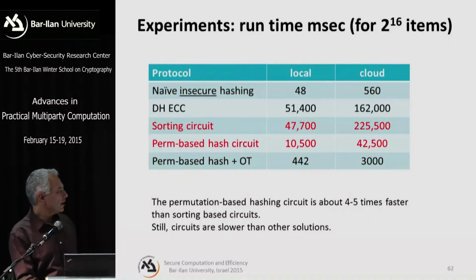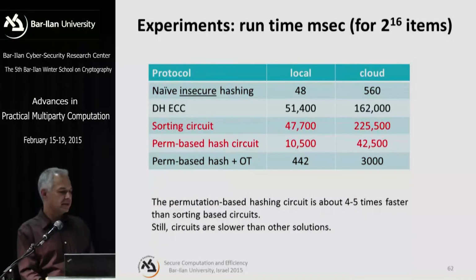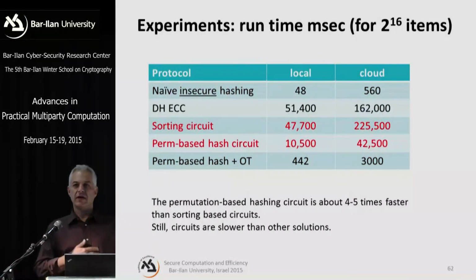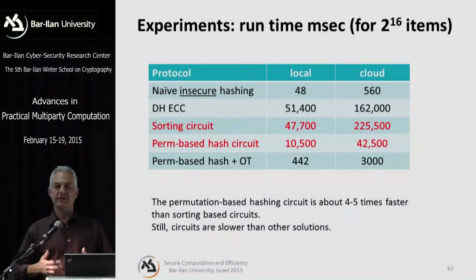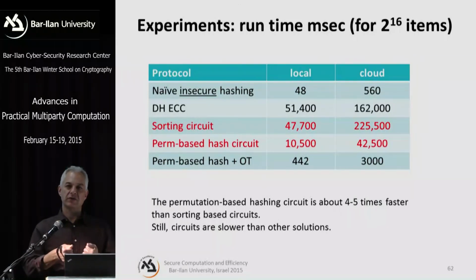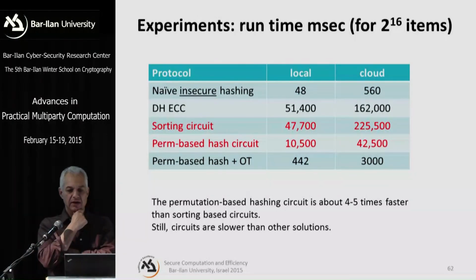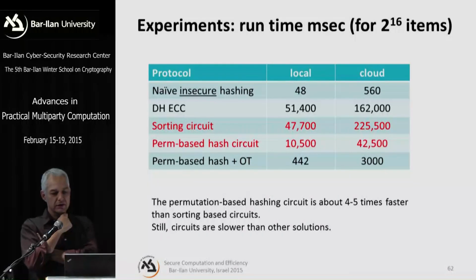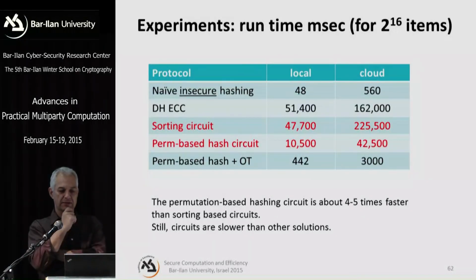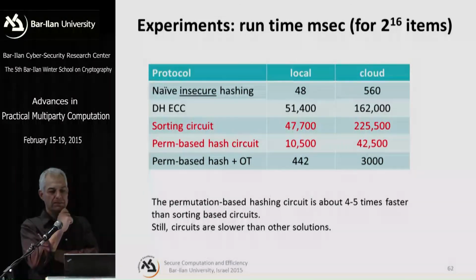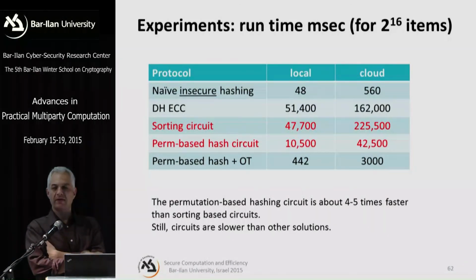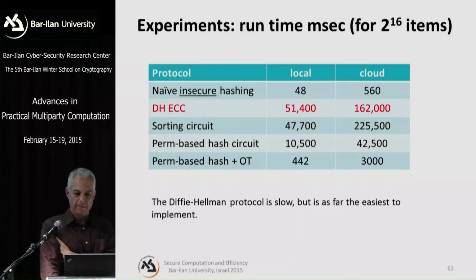If I look at the generic protocols for computation, the first one is the sorting circuit, after we applied to it the optimization of using just 1 OT instead of 32, because we just use a multiplexer there. And the second one is the permutation-based hash protocol. You see that the new protocol is about 4 or 5 times faster, but still these protocols are slower than the OT-based protocols. They're slower by quite a bit.